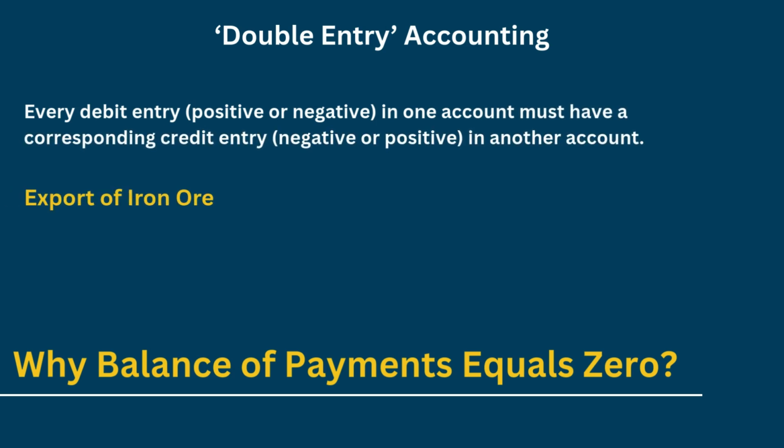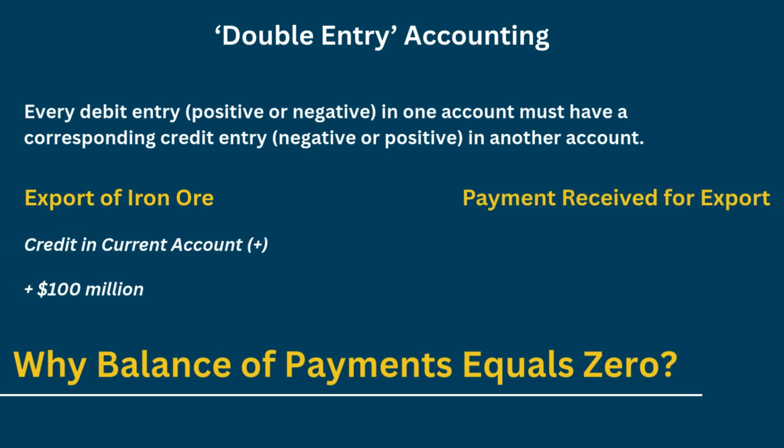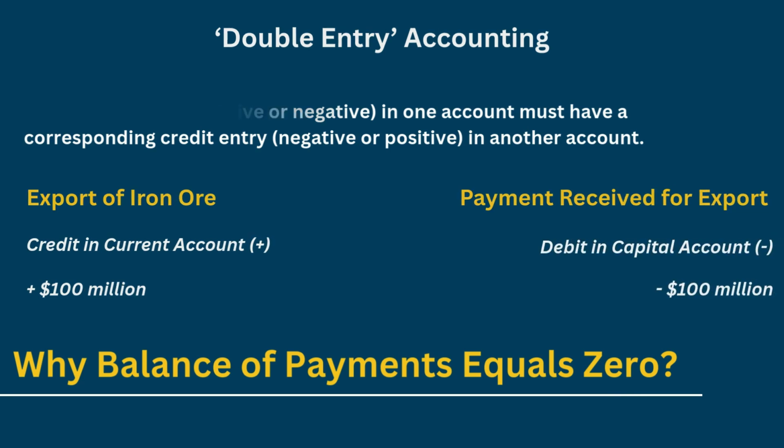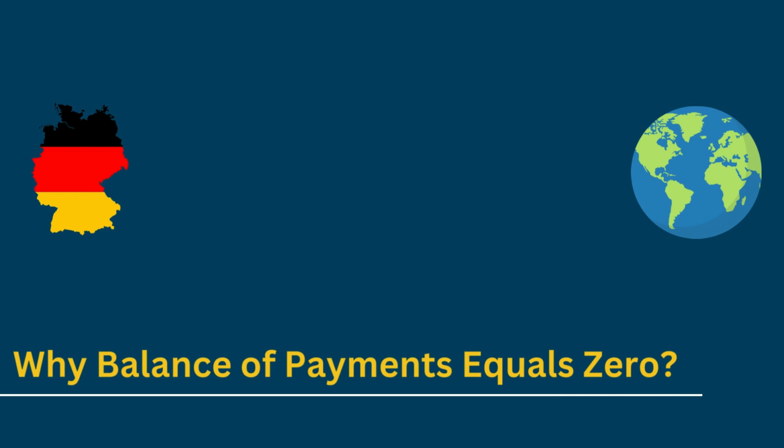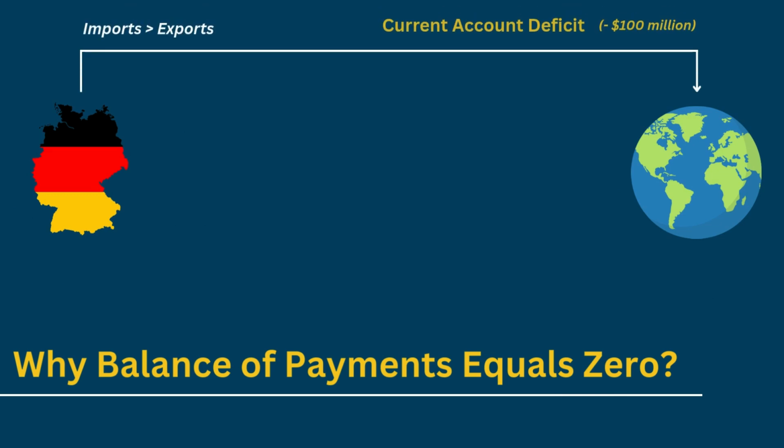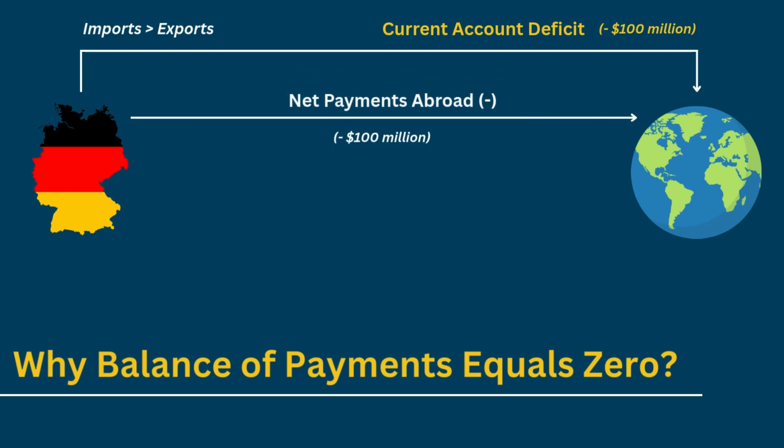For example, when a country exports iron ore, it is recorded as goods credit in the current account. The credit payment from the importer is recorded in the capital or financial account as a debit. Let's understand this intuitively. If a country imports more goods than it exports, it runs a current account deficit. Since the country is importing more, effectively it is paying out more money than it receives from exports.